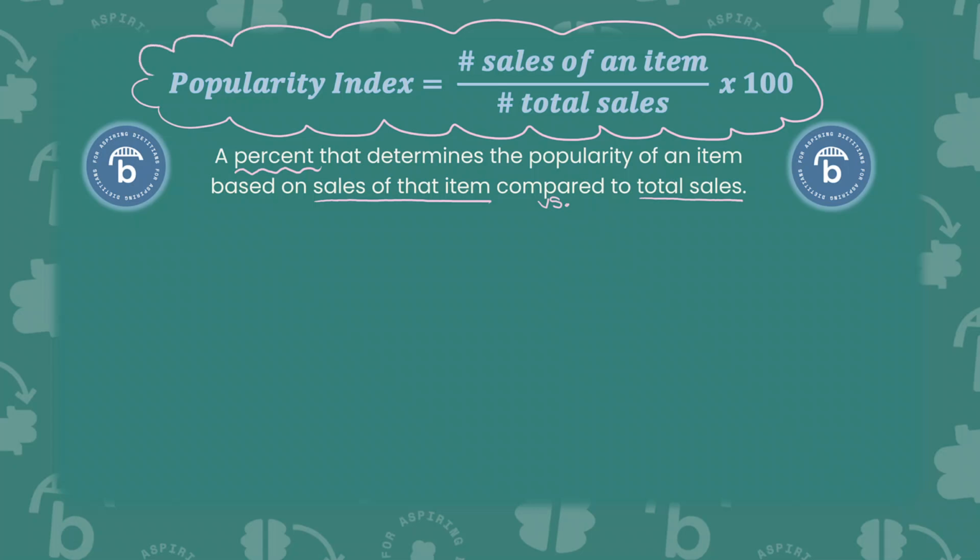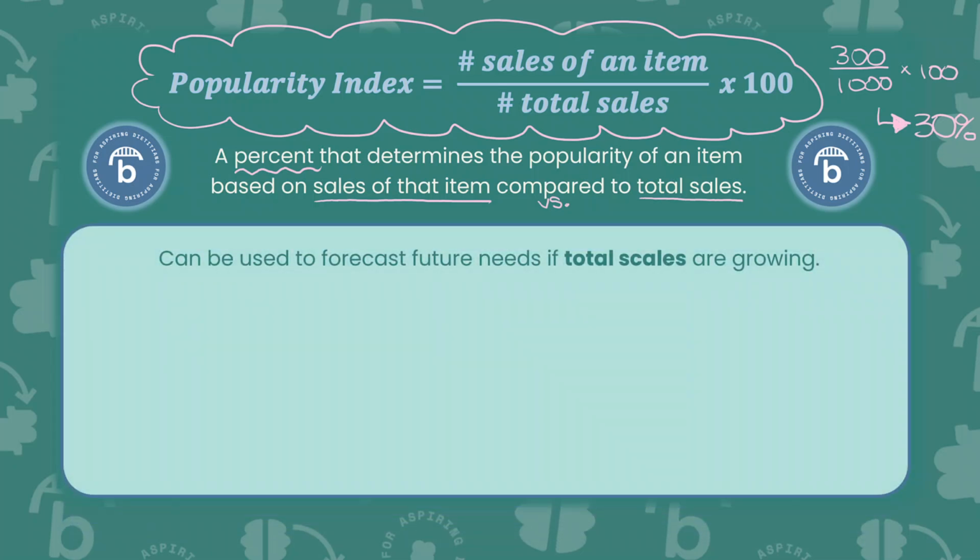So for example, if you sold 300 orders of chicken and 1,000 total orders across all of the dishes, then the popularity index of chicken would be 30%. Now, interestingly, you could be asked to use popularity index to forecast needs. This is a tricky situation.